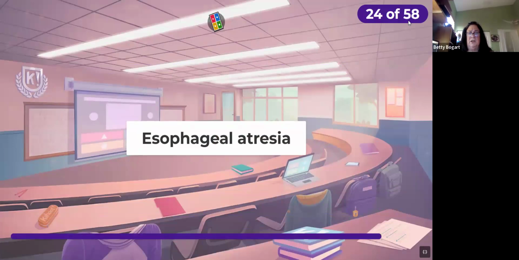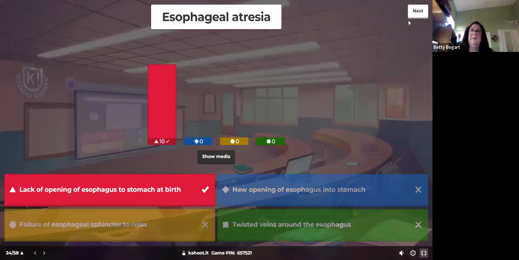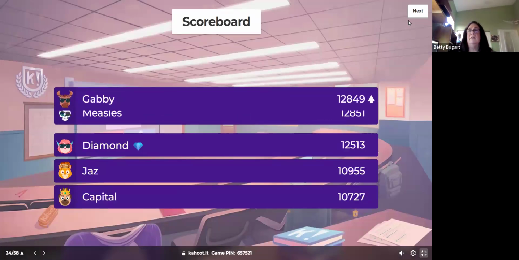Esophageal atresia. Remember, A is a without. I like the question. We did it twice, right? And there's no opening from the stomach to the esophagus.